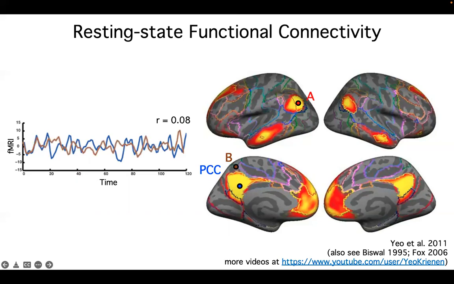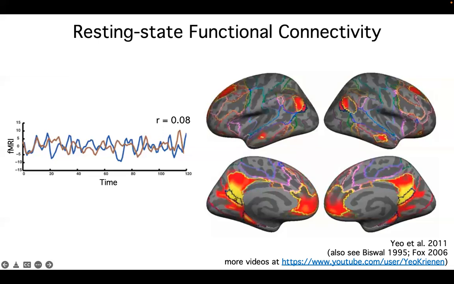On the other hand, if we place a seed region at region B and compare the time course of PCC with the time course of region B, shown in brown, we see that they are not correlated, despite region B being spatially close to PCC. So in this case, the Pearson correlation is around 0.1. We call this correlation between functional MRI time courses resting-state functional connectivity. And this approach of taking a seed region and correlating its time course across the brain is called seed-based functional connectivity.